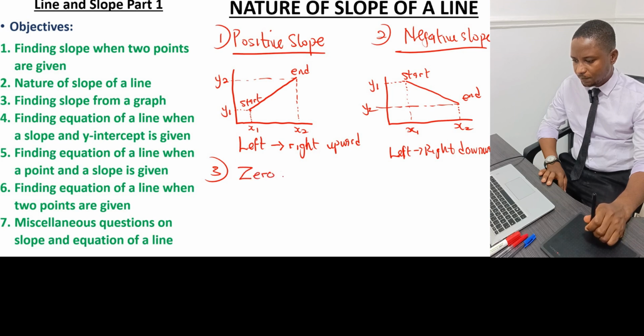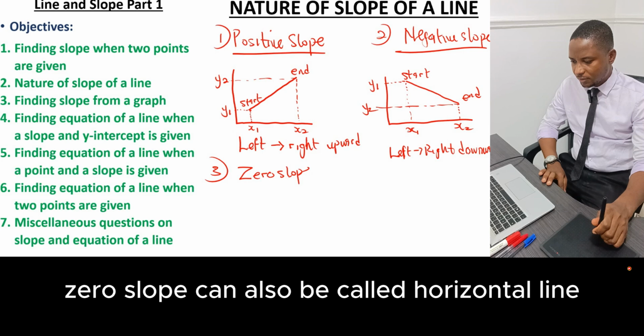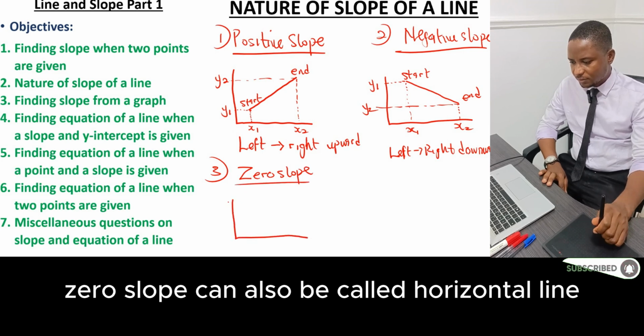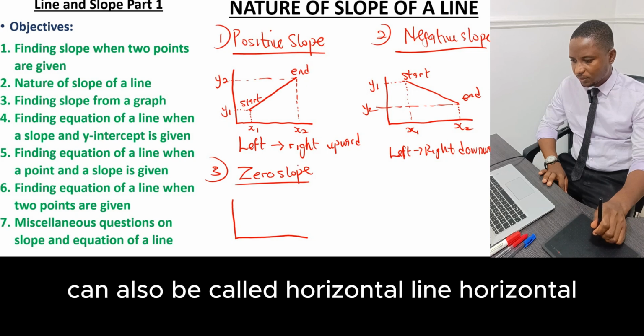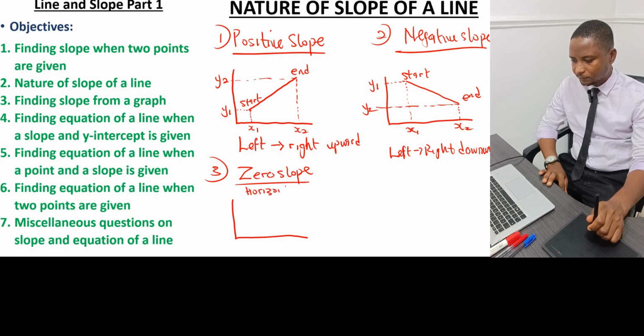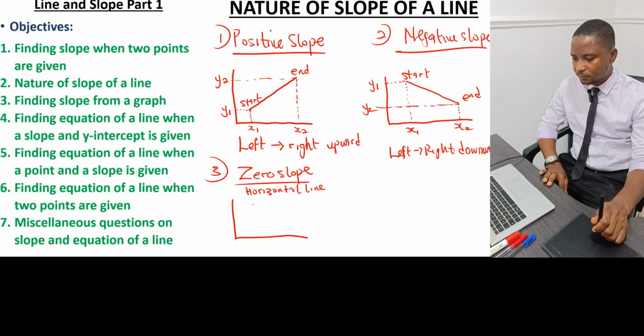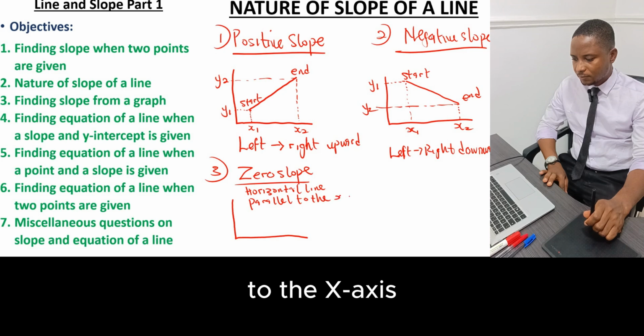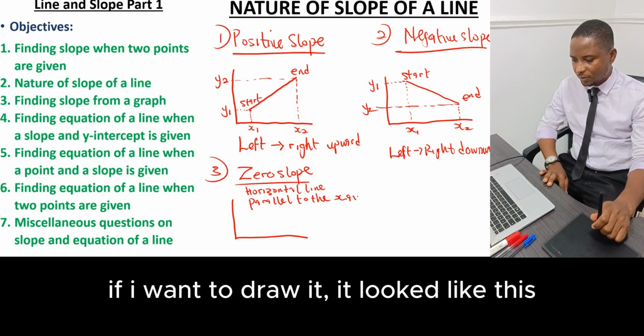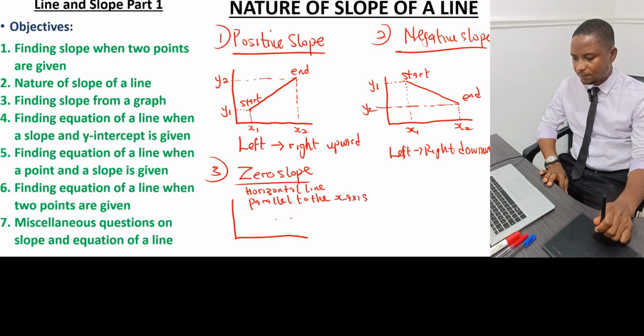Zero slope can also be called horizontal line. It is parallel to the x-axis. If I want to draw it, it looks like this.